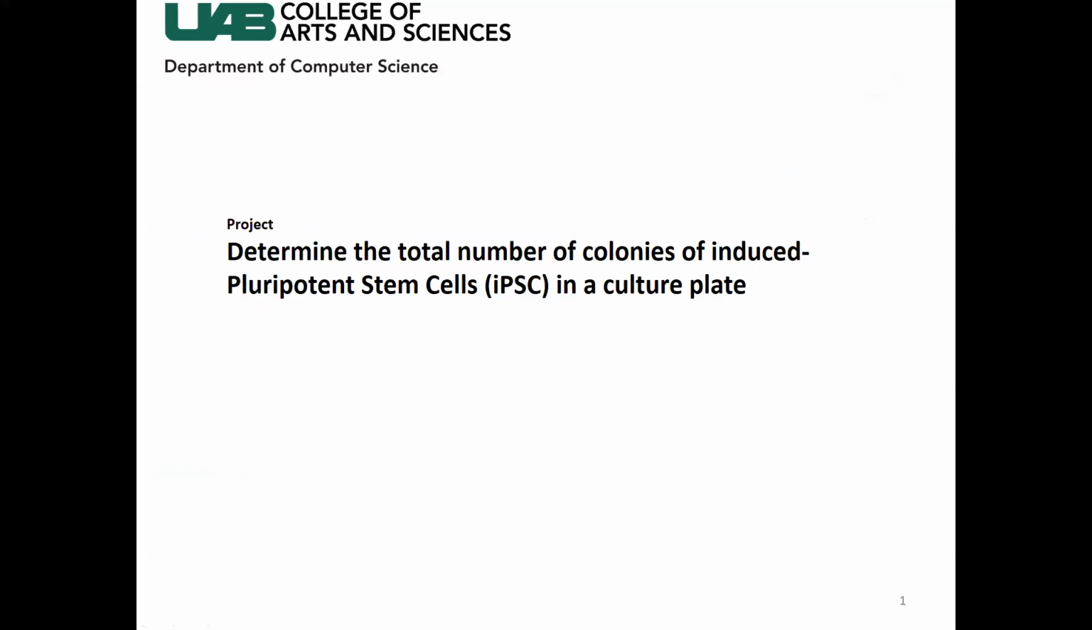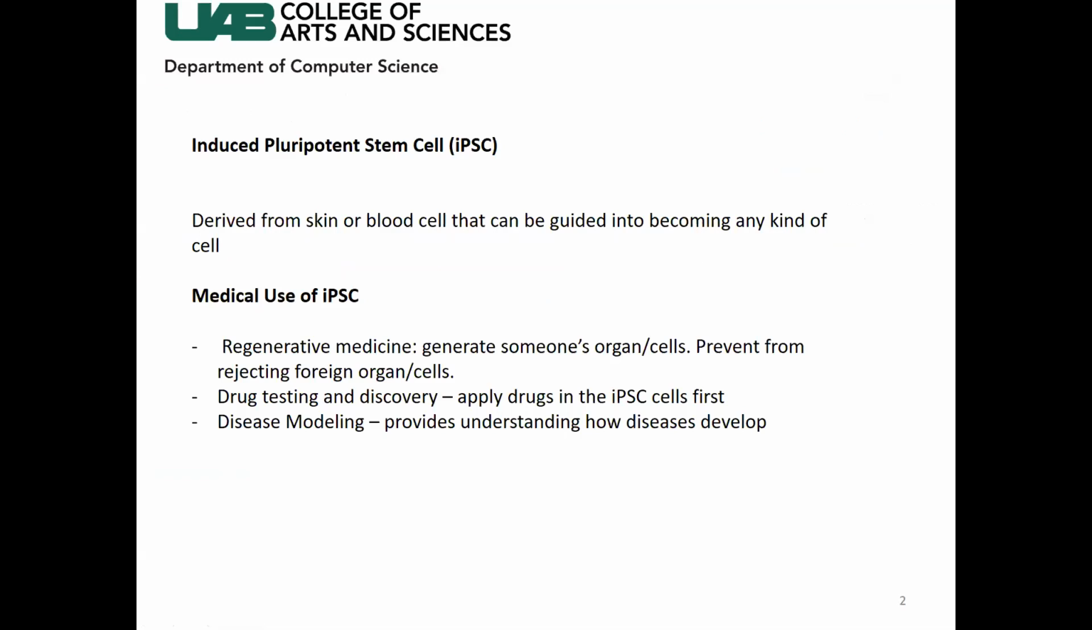Our goal is to find the total number of colonies in a cell culture plate by using machine learning and computer vision. At first, what is an iPSC cell? An iPSC cell is one kind of stem cell that can be derived from skin or blood cells and guided into becoming any kind of cell. From iPSC cells, we can grow blood cells, we can grow any kind of organ.